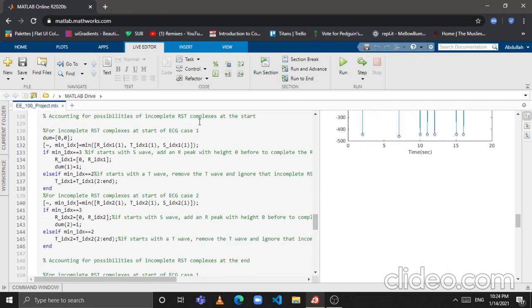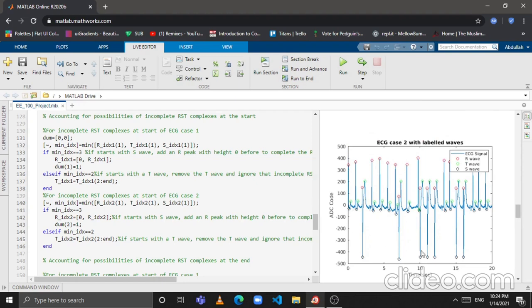In task 5, what I first did, which could be argued to be a little obsolete in these cases, but I wanted to generalize it to all ECG signals where, for example, the signal did not start with a complete RST complex or did not end with a complete RST complex, because my algorithm essentially depends upon the fact that the number of R peaks, S peaks, and T peaks are the same. So whenever the signal didn't start with an R wave, for example, if it started with an S wave, I added a dummy R peak so as to complete the RST complex, and I did keep track of any dummy R peaks I added, so as to not include them in the future algorithm when calculating for PVCs.